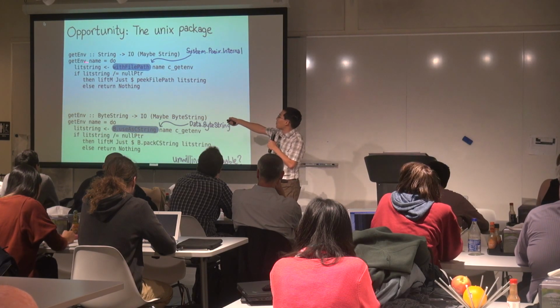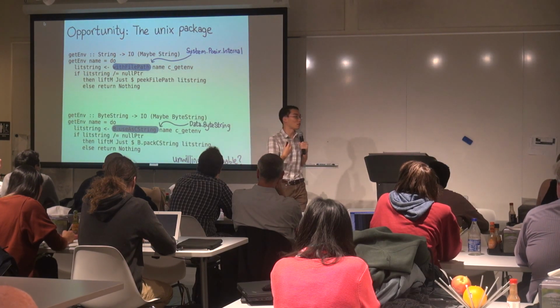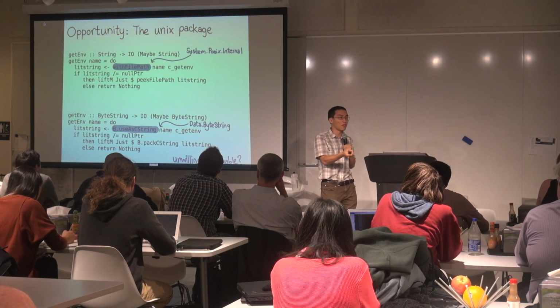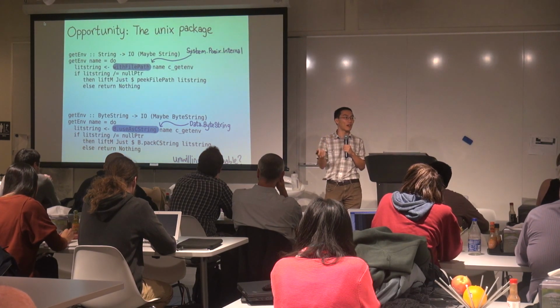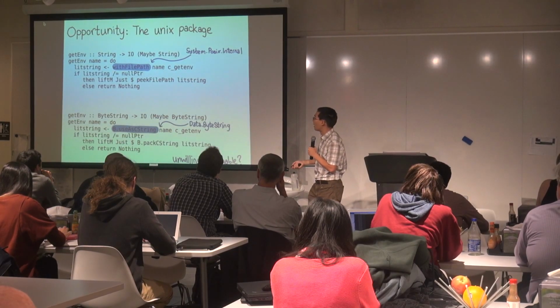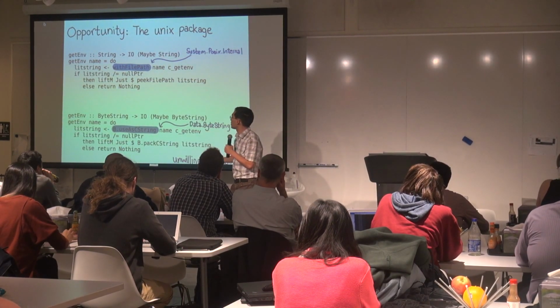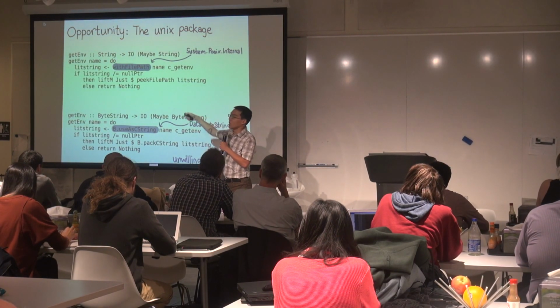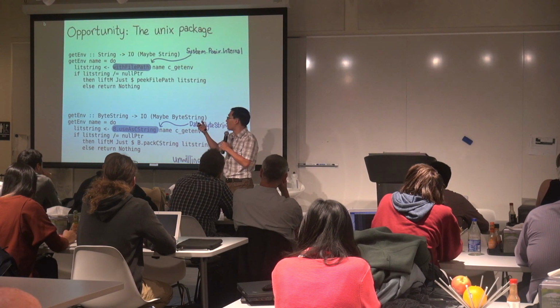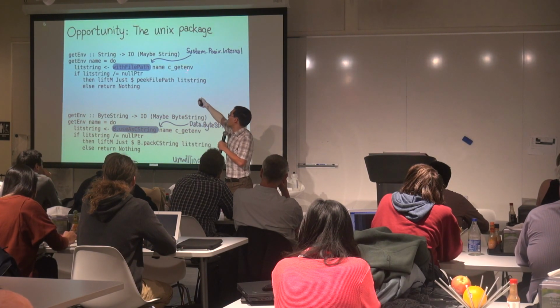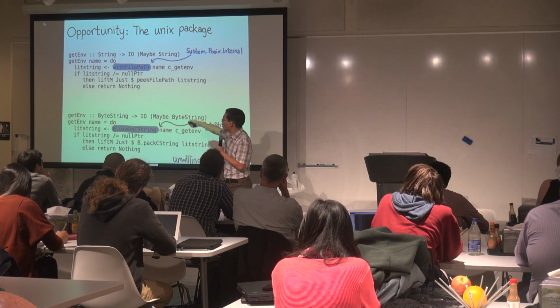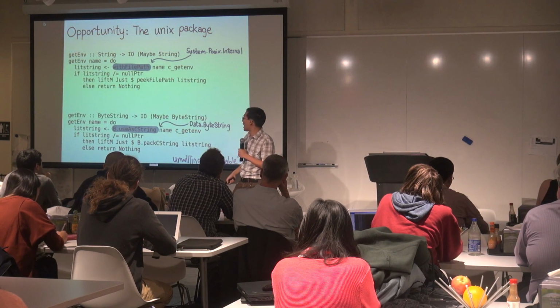So here's an example. It's getEnv. What does this function do? It just gets the value of an environment variable according to the POSIX API. So here's the String version. What does the String version do? Well, it takes in a String, which is the name of the environment variable, and returns, if it exists, the value of that environment variable. And it does some operations on it.